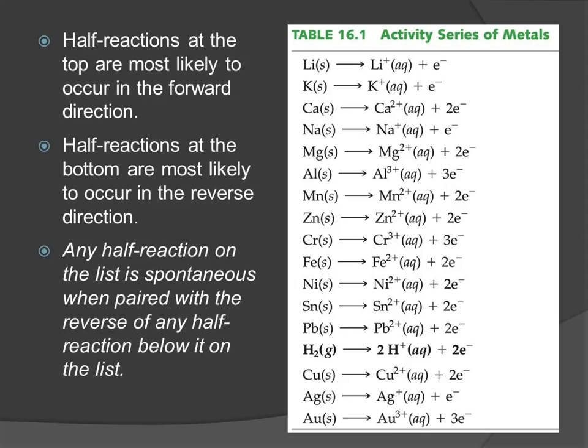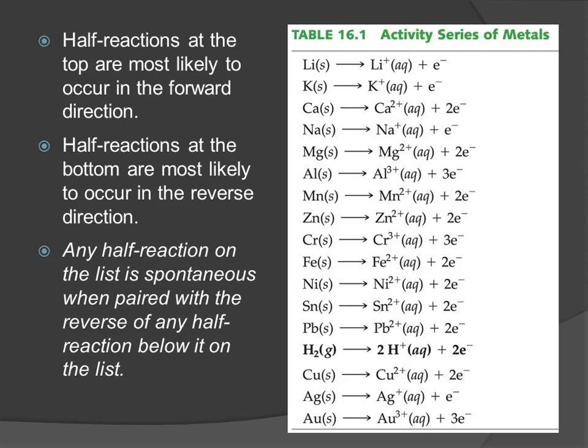So here's the list. And you do not need to memorize this list. If you need it on an exam, I'll give it to you. So lithium's up at the top and it goes down. There's hydrogen in the middle, kind of as a reference, and then there's copper, silver, and gold at the bottom. These are all written as half reactions. So what lithium will do in its half reaction is go to lithium plus and release one electron. That is a loss of electrons. That's an oxidation.